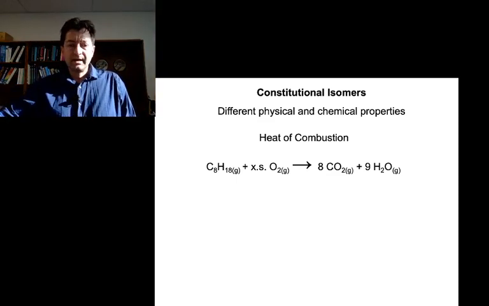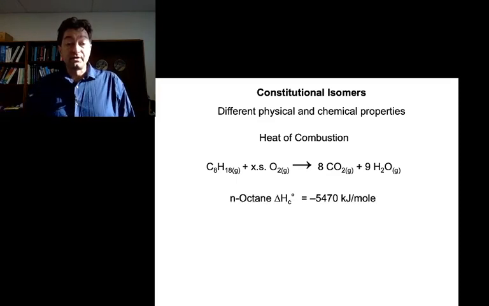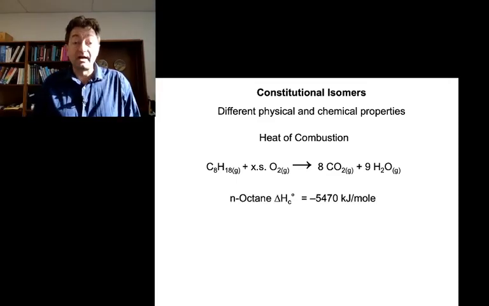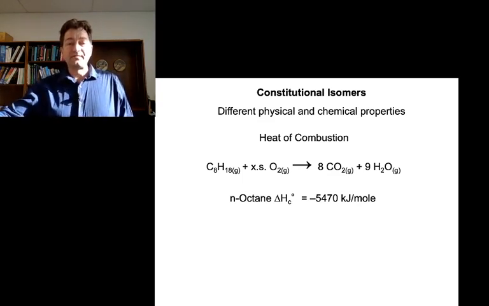And we won't go through balancing these equations, we'll just put it here. And of course you can measure the amount of energy that's given off by this reaction. And so you can measure the enthalpy of the combustion, the heat of combustion directly, so delta H naught C, the heat of combustion. And for N-octane, we won't go into how you would measure that, but the number you would get there is minus 5,470 kilojoules per mole for N-octane.